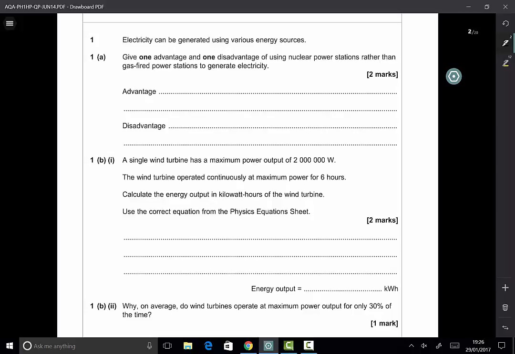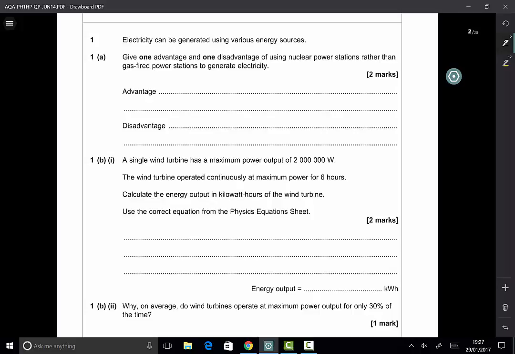Electricity can be generated using various energy sources. So we're reading the question stem because that tells us what we're expecting in the rest of this question. Give one advantage and one disadvantage of using nuclear power stations rather than gas-fired power stations to generate electricity. So we've got what we're comparing here. So it's not just nuclear over any other type, it's compared specifically with gas power.